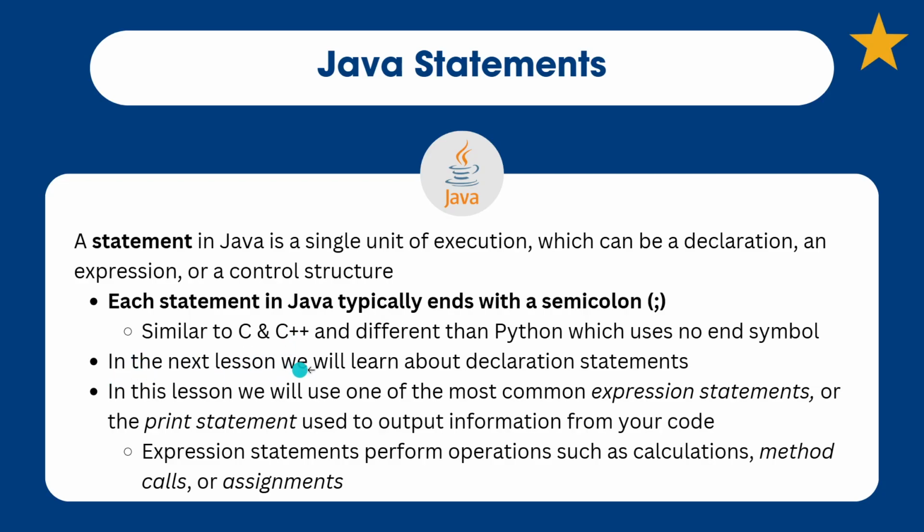So in the next lesson, we're going to learn about declaration statements, so what those are. But at least in this lesson, we're going to talk about the most common expression statement, also known as the print statement. That's used to output information from your code. We've talked about input because our code doesn't have a proper interface. Again, that's the screens, the icons, the buttons. It's going to be a very simple interface. This print statement is extremely useful.